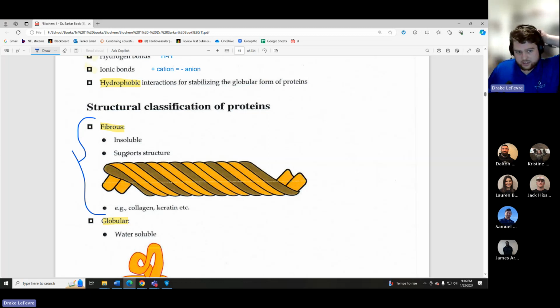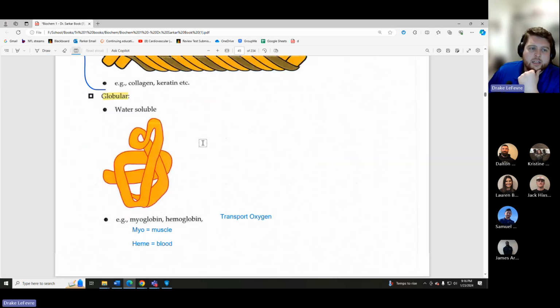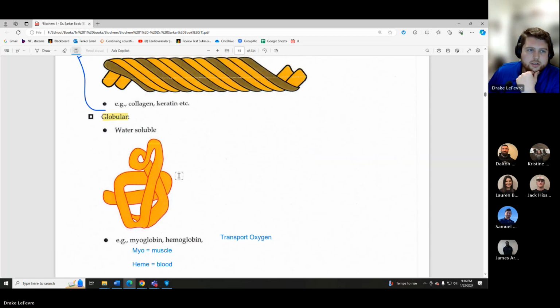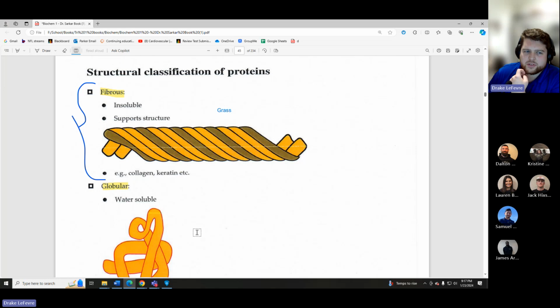So fibrous supports the structure. It's insoluble, it doesn't break down in water. Think of that like the grass. And then globular. Globular is the stuff that dissolves in water, mixes into water. Stuff like our globins, myoglobin, hemoglobin, is water soluble. If I remember correctly, that's as deep as he goes into fibrous versus globular.